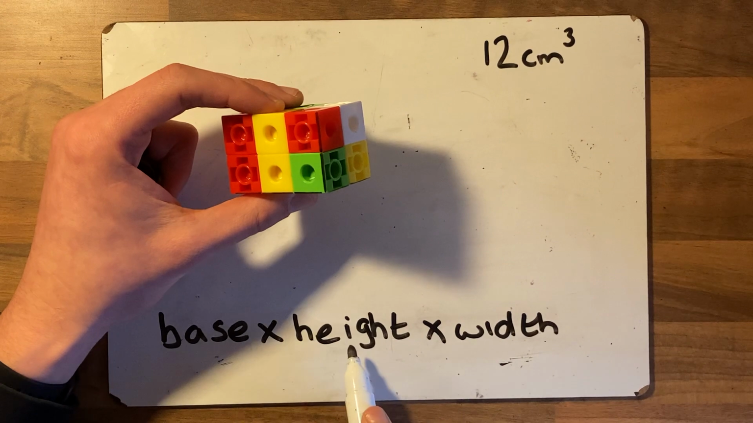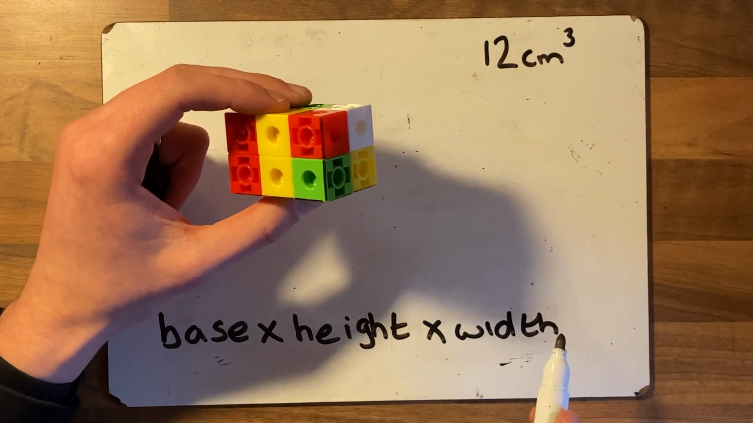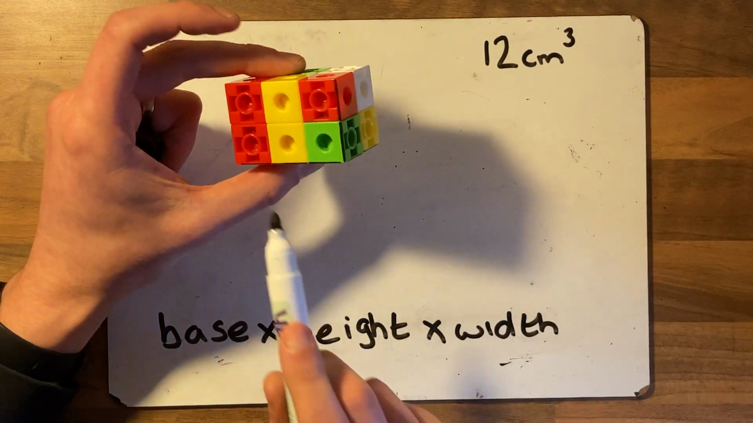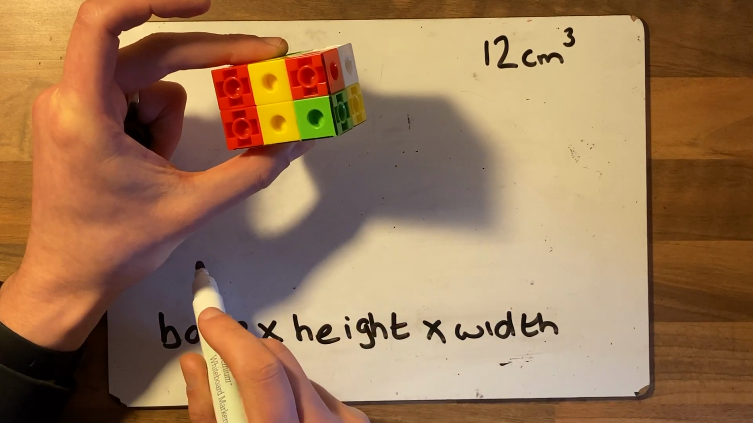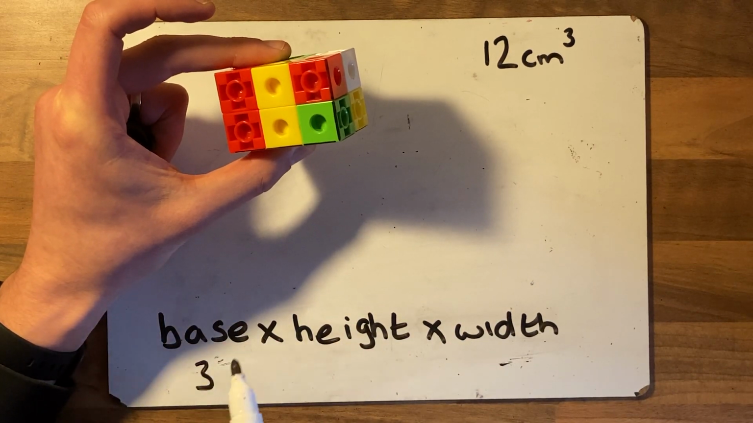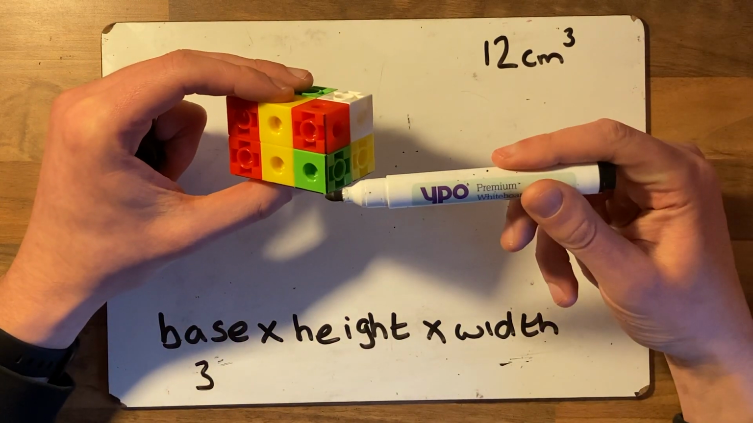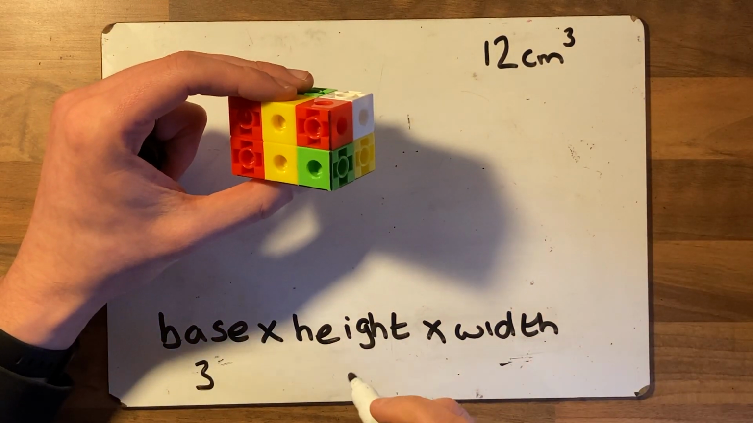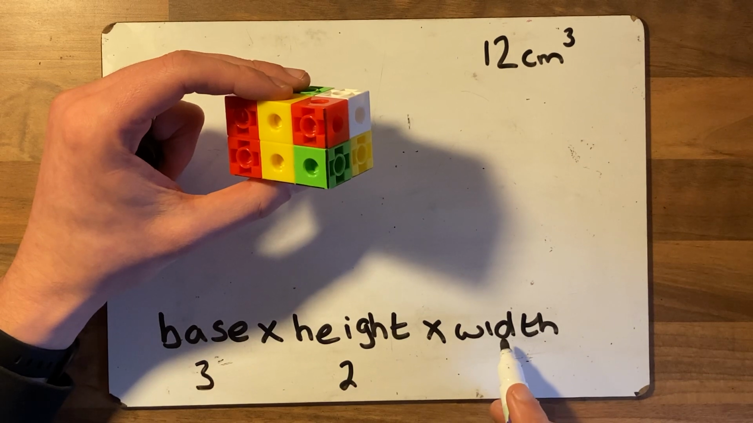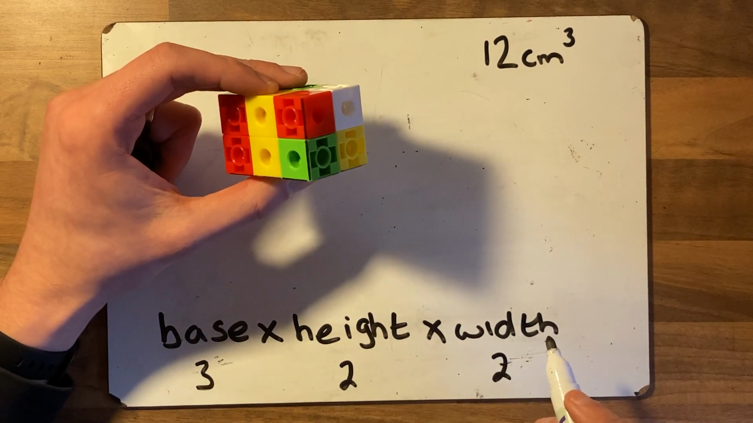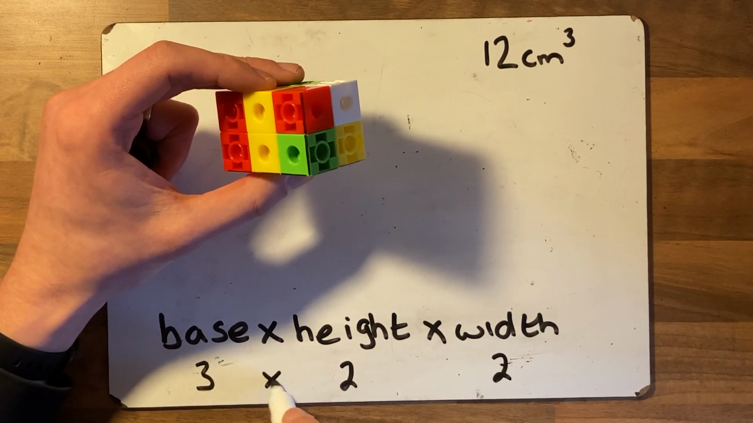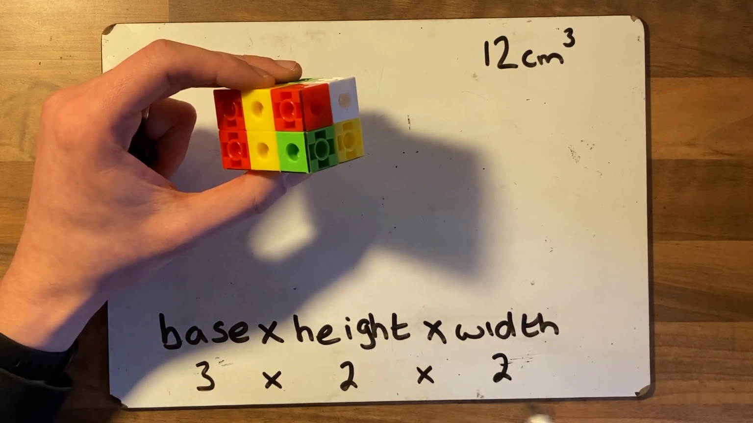So base times height times width would tell you that. If we have a look at this, how many across is the base? It is 1, 2, 3. The base is 3. How many is the height? It is 1, 2. How much is the width? Again, 1, 2. So to work out the volume of the shape, it's 3 times 2 times 2.